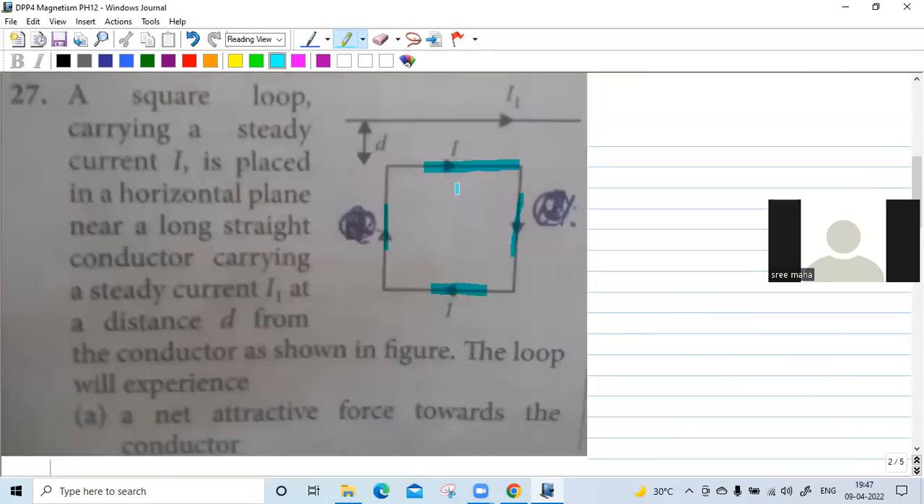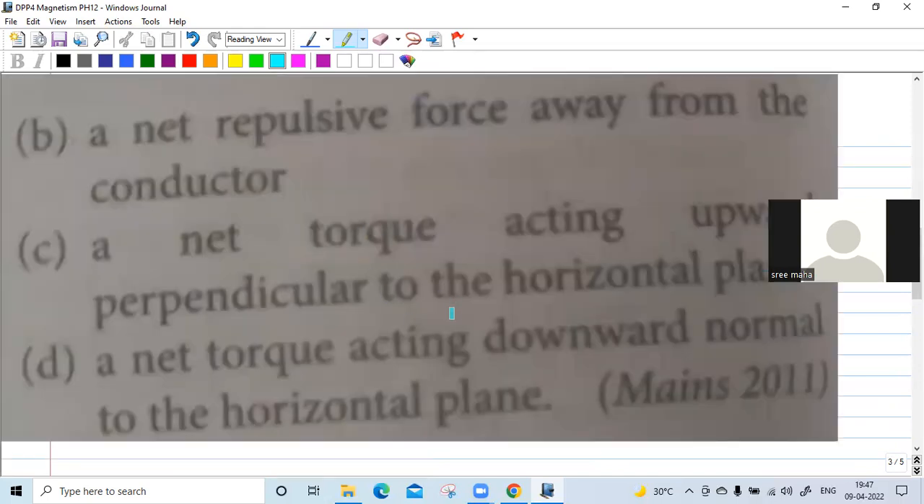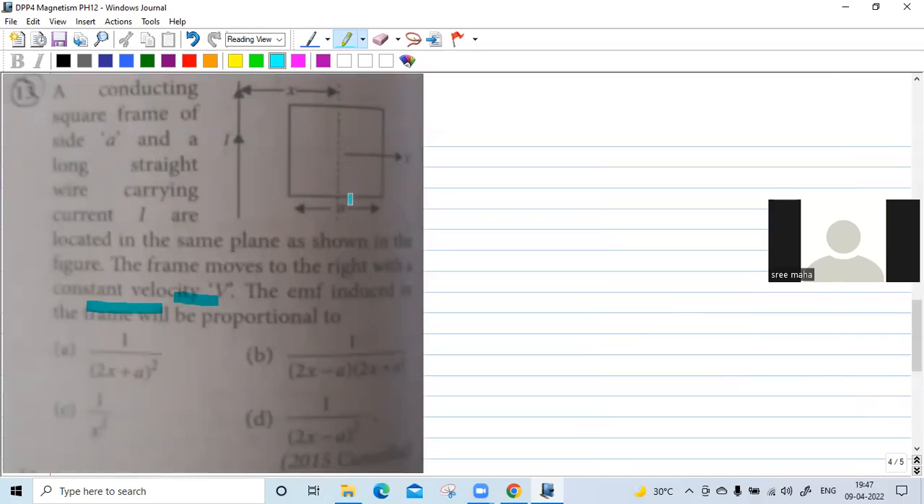What is self-induced? There is some current in this loop. The current in this loop is same. The force on these two will cancel out. Force perpendicular-wise is zero. Force on top and bottom line will cancel each other. So this force and this force, they will. So this force is more.